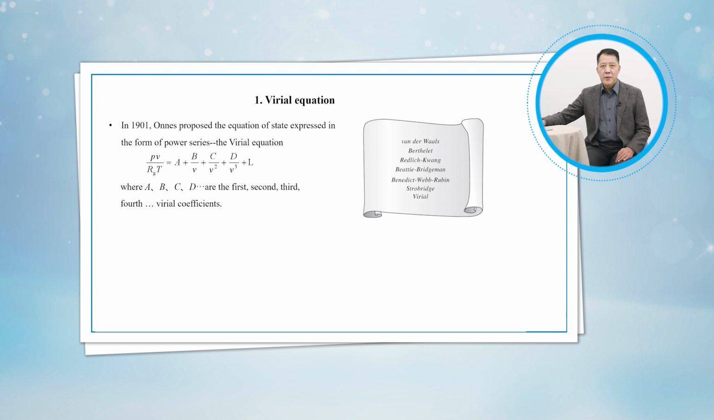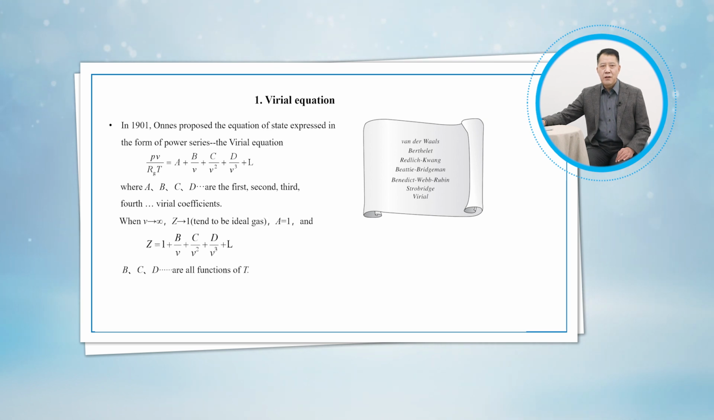Where A, B, C, D are the first, the second, the third, the fourth virial coefficients. When the specific volume tends to infinity, the compressibility factor tends to unity. This means the gas tends to be an ideal gas and A equals 1. The coefficients B, C, D are all functions of temperature.